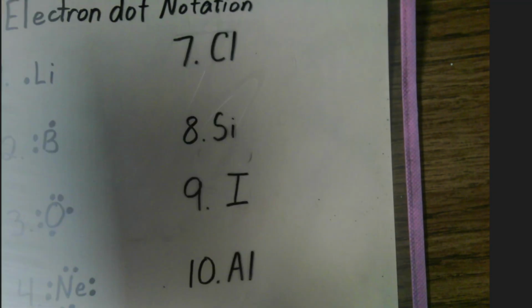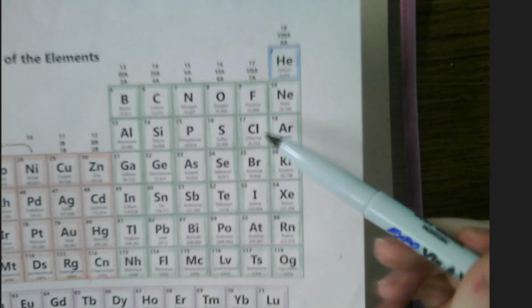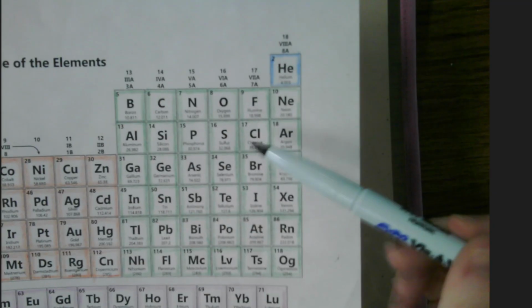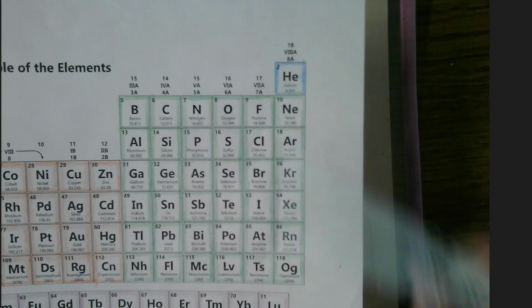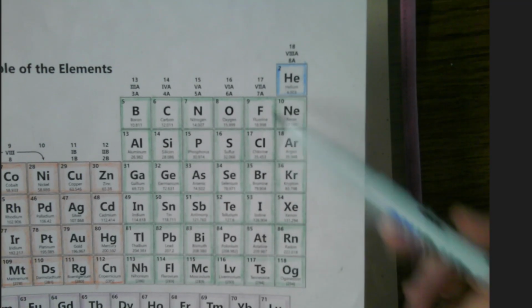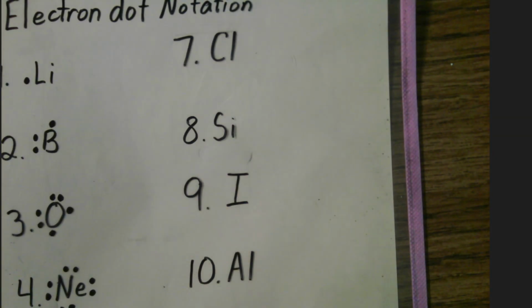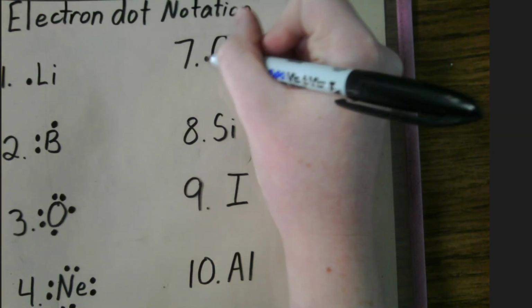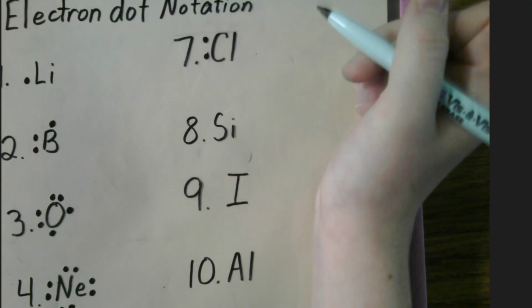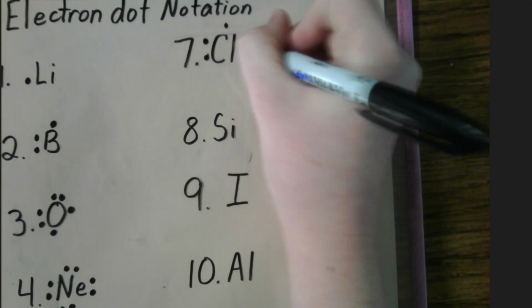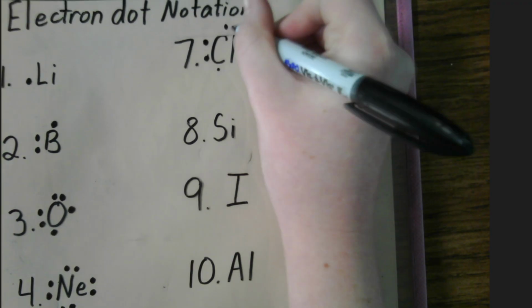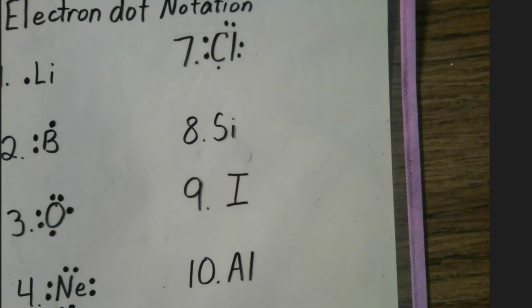Chlorine. Chlorine has a total of 17 electrons, but we're focused on the valence electrons. It's in group 17, row 7A. So it has 7 valence electrons. So we're going to go 1, 2 to fill up our s orbital, 3, 4, 5, 6, 7. That is the electron dot notation for chlorine.